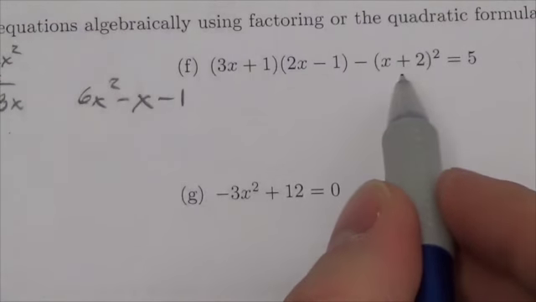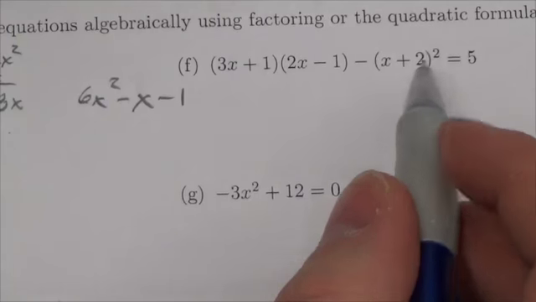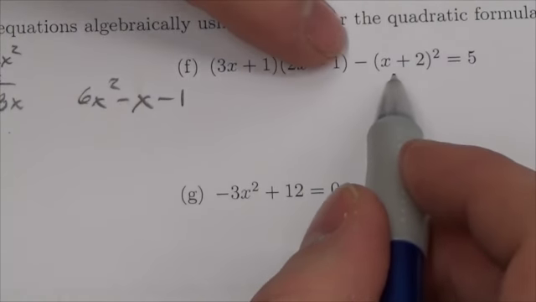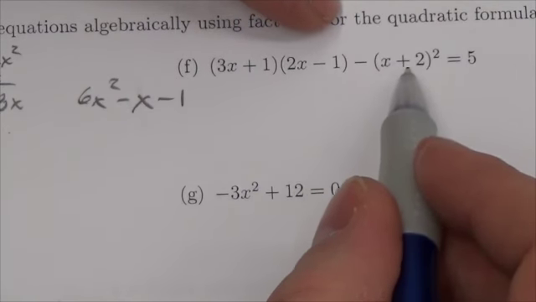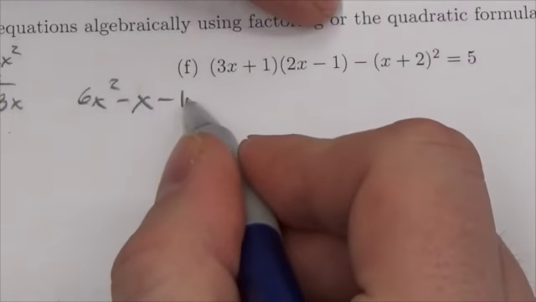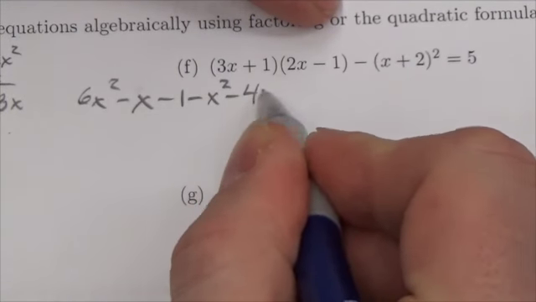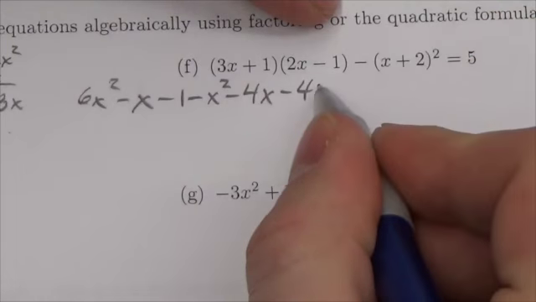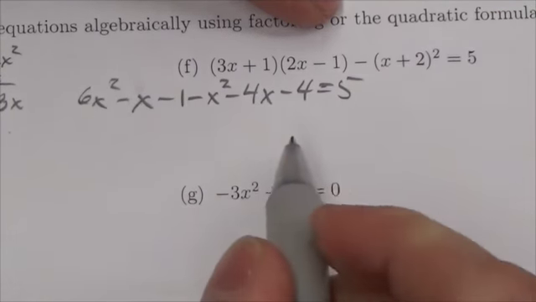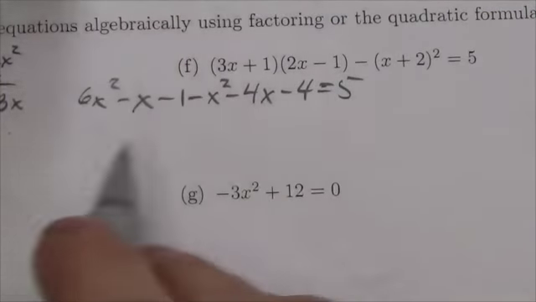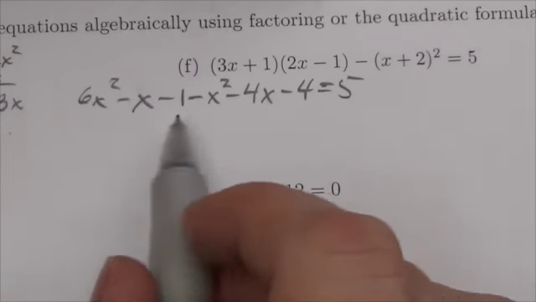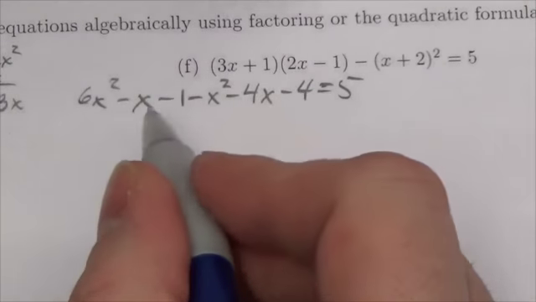Now, this has become an issue for a lot of people here, but squaring the binomial will be x squared plus 4x plus 4. But the negative will go through, so it'll be negative x squared minus 4x minus 4 equals 5. Now, because it's a quadratic, I'm going to bring everything over to whatever side makes the quadratic term positive, and that's on the left-hand side here.